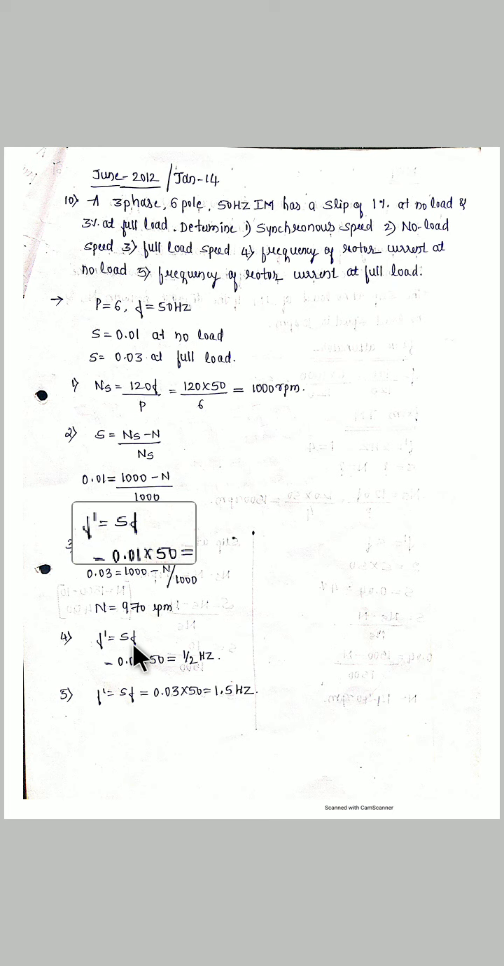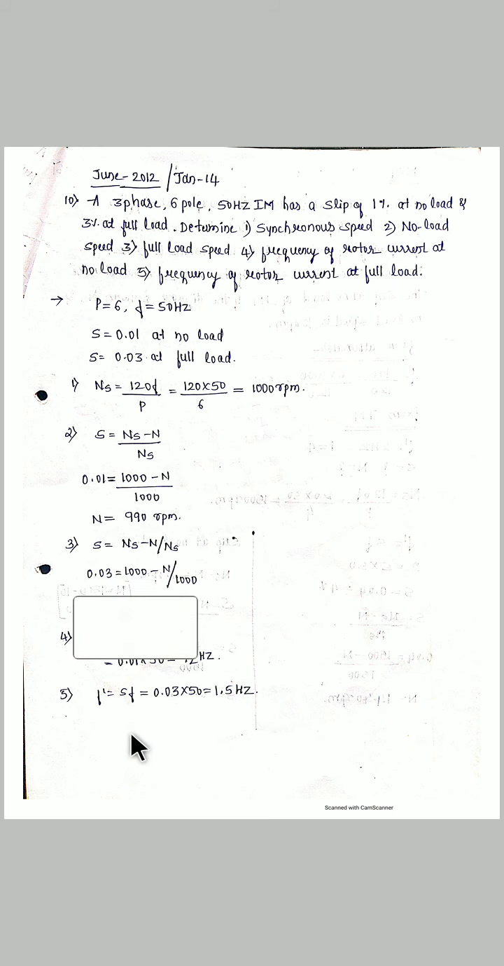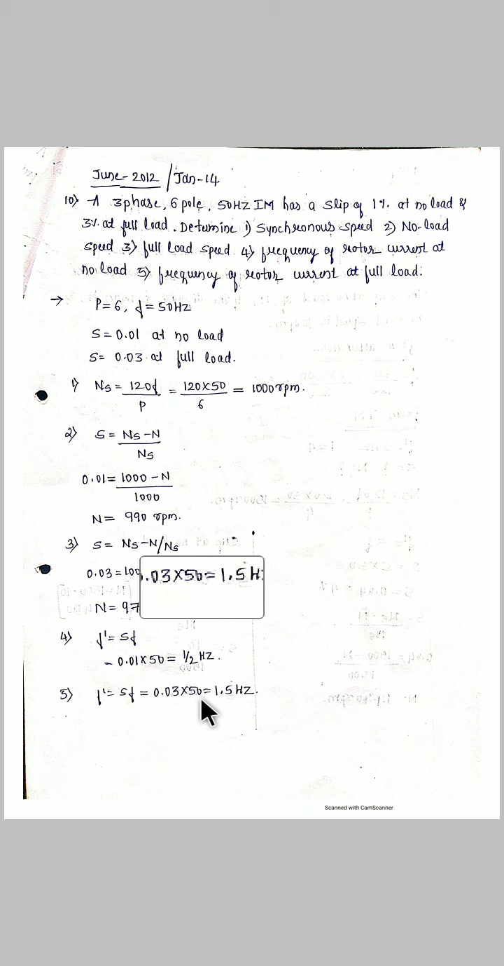Next is f dash is equal to sf. For this, s is taken as 0.01, and the answer will be 0.5 Hz. Next, taking f dash is equal to sf with s as 0.03 into 50, we get 1.5 Hz.